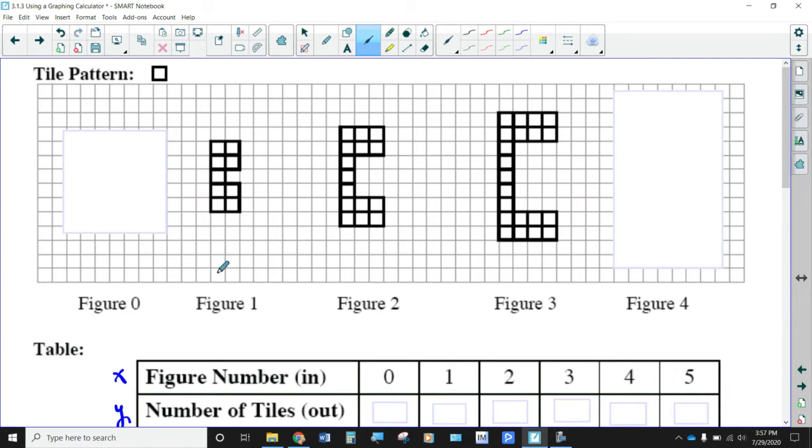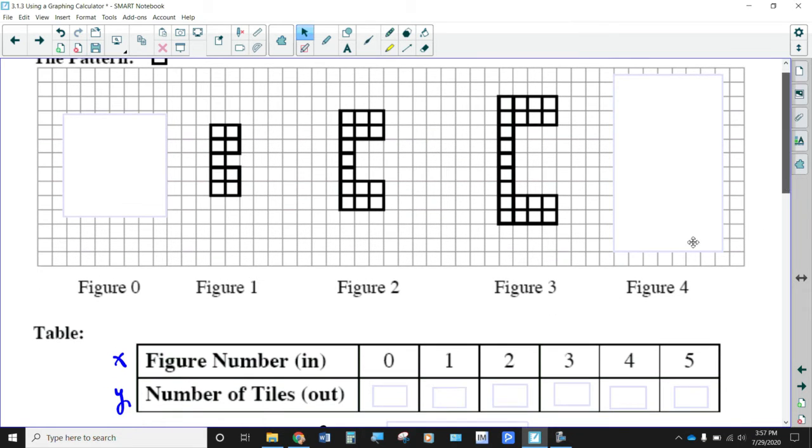All right. Let's do our analysis here. First off, I'm going to count how many tiles are in figure 1. 1, 2, 3, 4, 5, 6, 7, 8, 9. And I suppose we can go ahead and do the reveal for figure 1. Should have 9. And then for figure 2, 1, 2, 3, 4, 5, 6, 7, 8, 9, 10, 11, 12, 13, 14, 15.